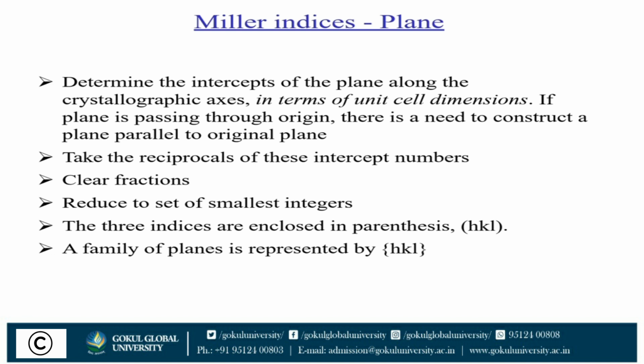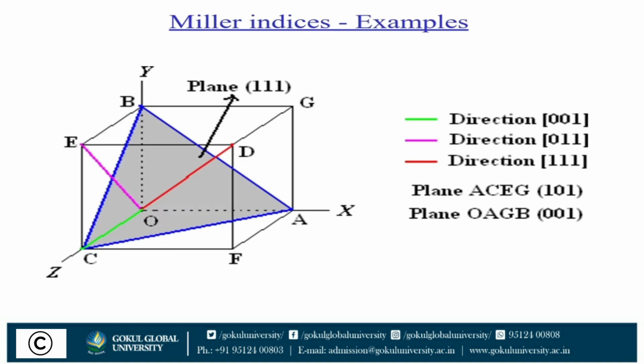Also, what do you mean by Miller indices of a plane? Those planes define a unit cell of dimension. If a plane is passing through the origin, it is needed to construct a parallel plane to the original plane. That means you have to construct the xy plane, yx plane and yz plane. Take the reciprocal of these intercept numbers, clear fractions, and reduce to the set of smallest integers. These three indices are enclosed in parentheses, (hkl). You have to define also x dash, y dash or z dash numbers. You have to see in a figure a Miller indices example.